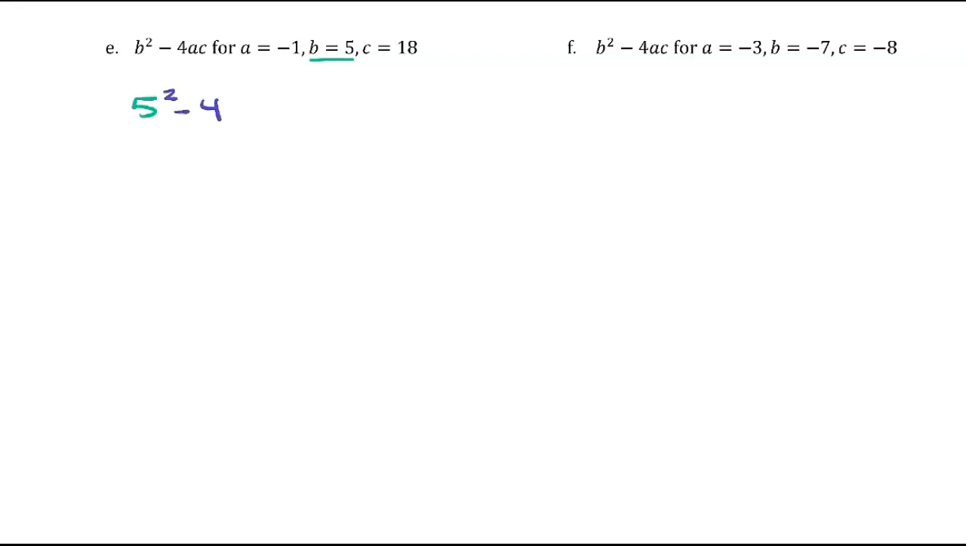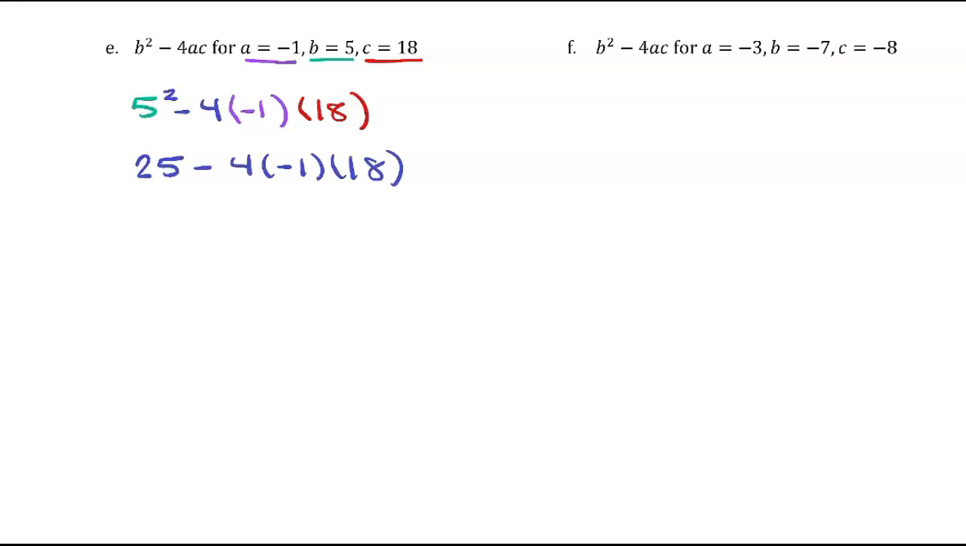Instead of A, we'll use -1. And instead of C, we have 18. Let's simplify using good order of operations. We don't have anything that needs to be simplified inside our parentheses, so we can look at our exponent. We have 5 squared, or 25.